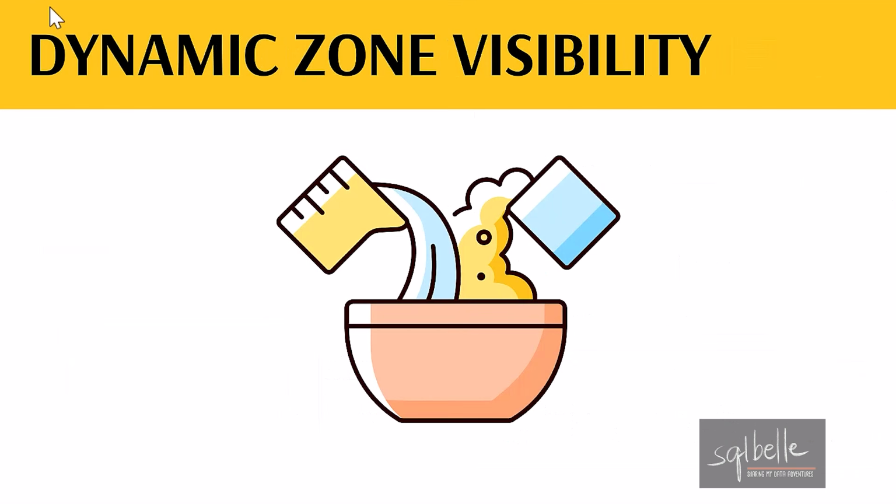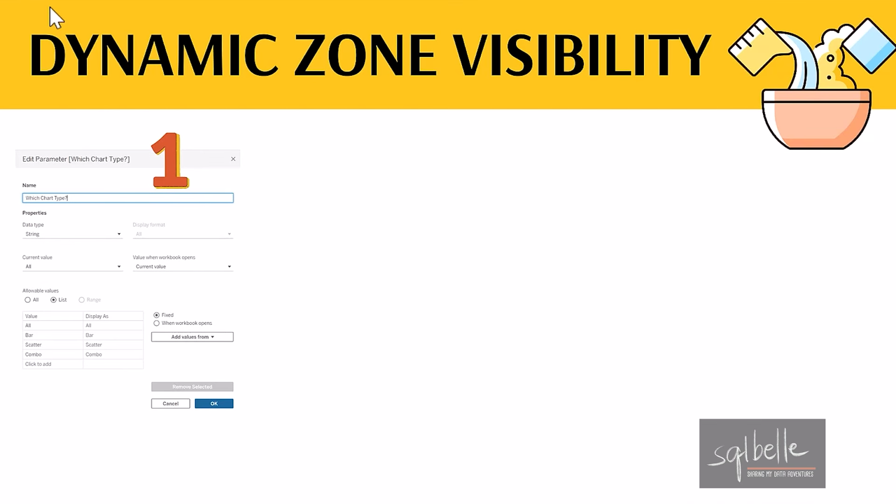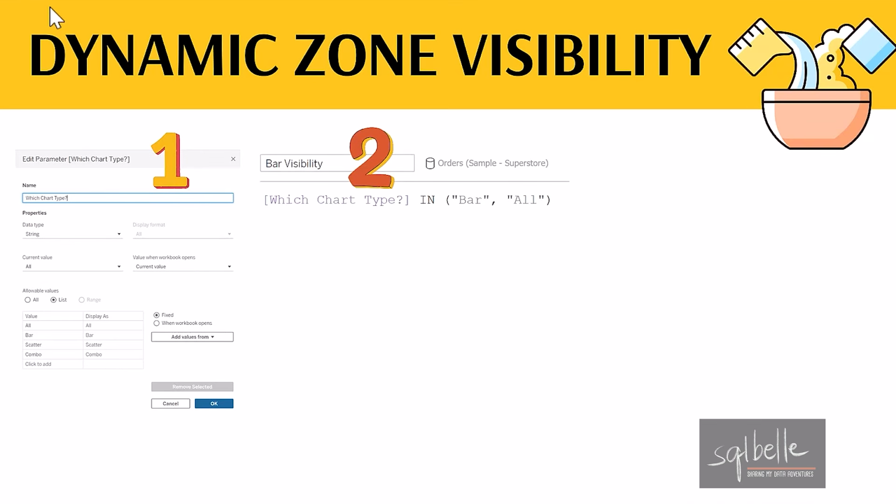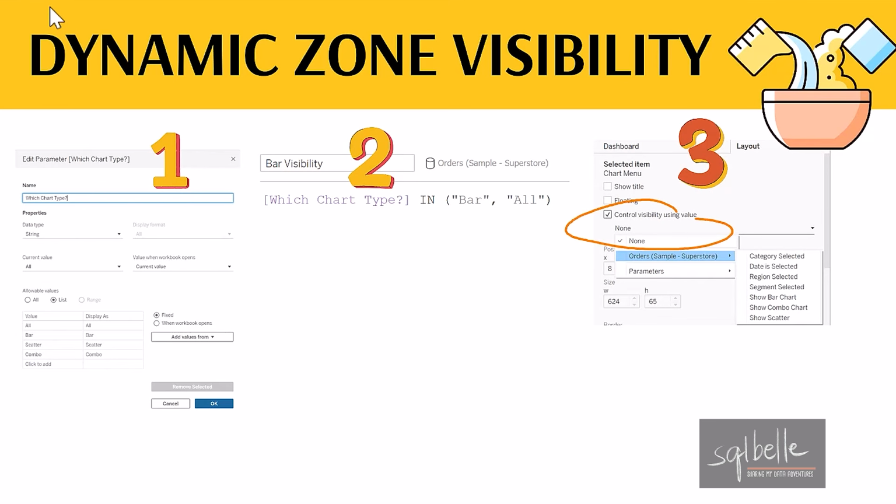So in summary, how do we work with dynamic zone visibility? What do we need? First, oftentimes, we are going to need a parameter. Second, we usually use this parameter to create a calculated field that evaluates to true or false. Third, we are going to use this new option under the Layout tab to control the visibility using either the parameter or our calculated field.